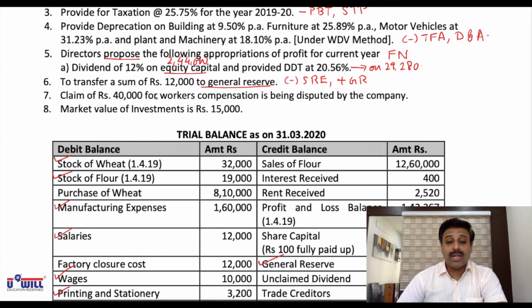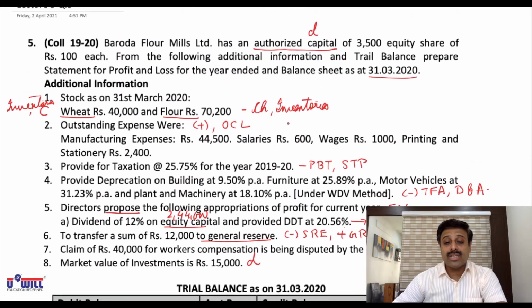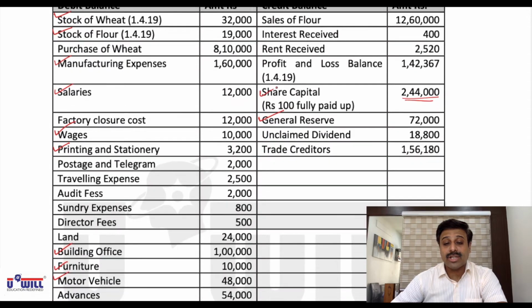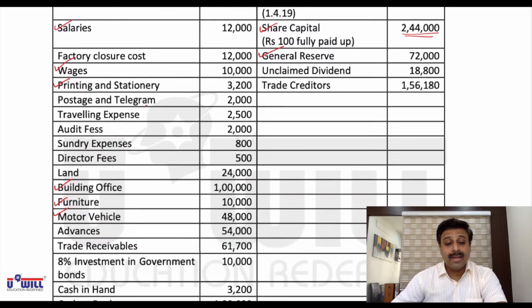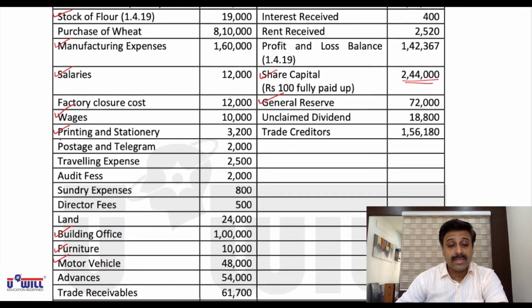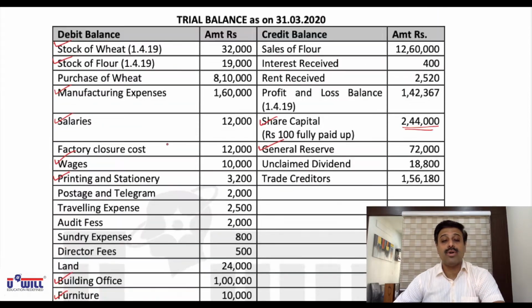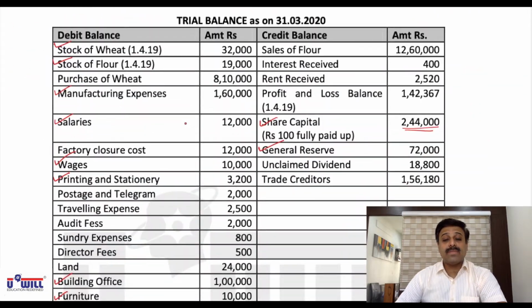Claim of rupees 40,000 for workers' compensation is disputed by the company, so it is a footnote contingent liability. Market value of investments 15,000 is a disclosure D. So even disclosures of share capital, so mark tick on share capital, you remember there is a disclosure, and even investments, you remember there is a disclosure. So put tick on investments, 8% investments in government bonds. Okay, so all the adjustments markings are done.